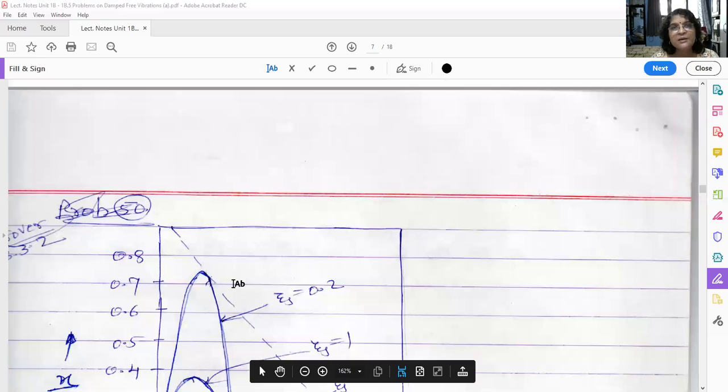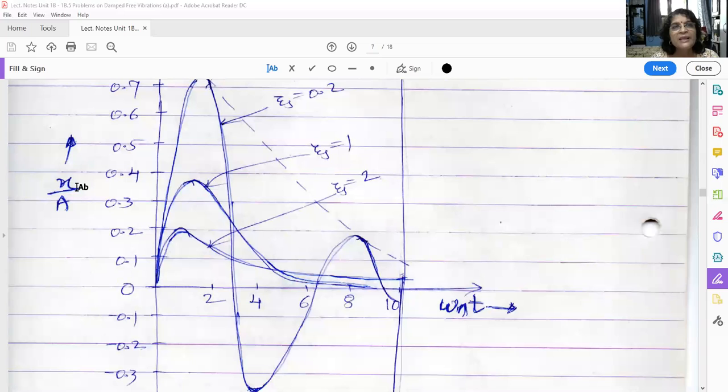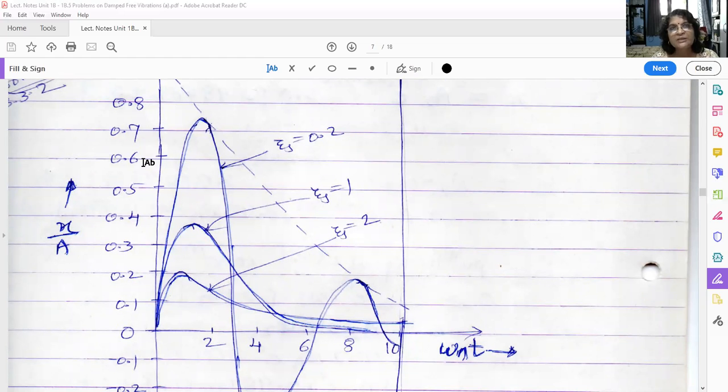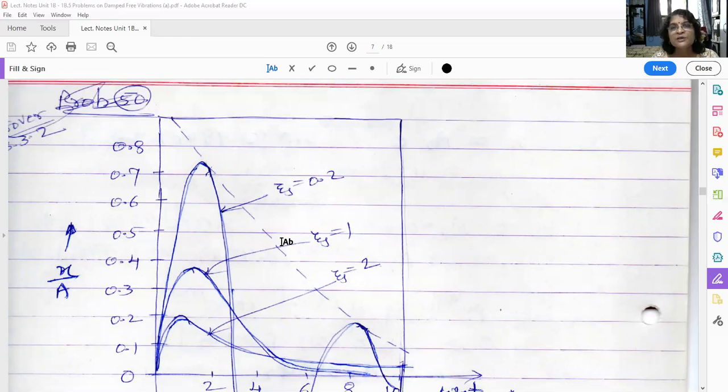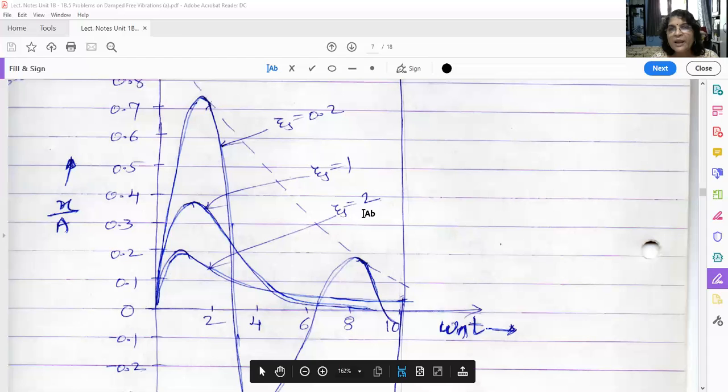So here is the plot. See here the graph of x upon A. It's a dimensionless graph. What is A? A is the amplitude. So x upon A, the maximum value is here, maximum can be 1. So zeta is equal to 2, that is an over damped system. See, once the system will be displaced here, it will be taking more time to come to the equilibrium position. It is non-vibratory motion. So that is an over damped system.